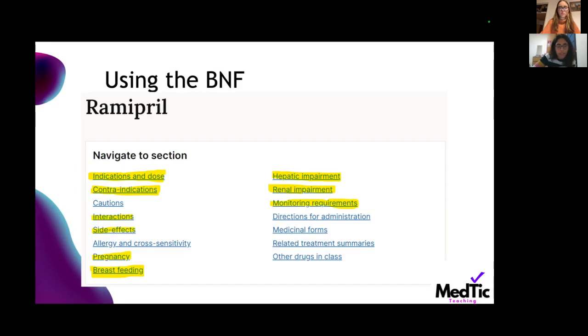I would recommend that as soon as you open up the PSA, get the BNF up and Medicines Complete and start to split screen. That way, when you need to use it, you can just immediately scroll over to the BNF and click exactly what you need, and use Control F as well, because that will be your best friend when it comes to the PSA as well.